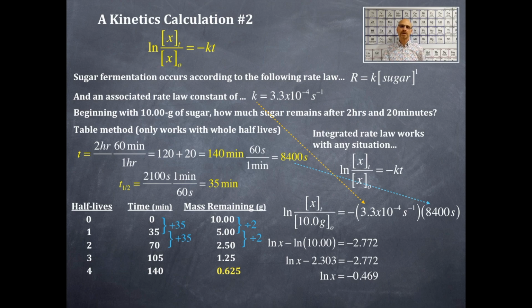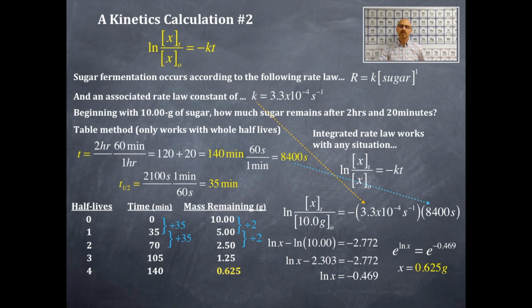So you should see that there's on your calculator the toggle back and forth. It's just like multiplication and division or addition and subtraction. There is an opposite function for each. What's the opposite function for the natural log? That's e to the, a lowercase e, and that's right here. So I'm going to take e to both right and left hand sides. And so I'm going to get e to the natural log of x. That will wipe out the natural log. I'm going to have x is equal to e to the negative 0.469. And what does that equal? x is equal to 0.625 grams.